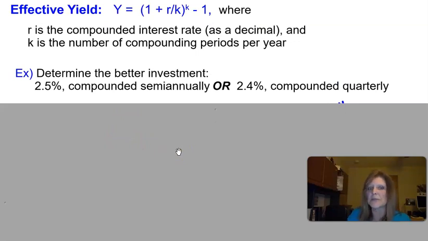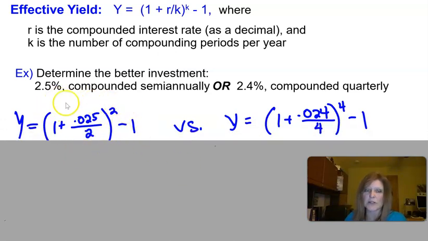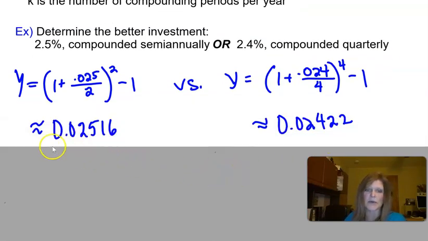We're simply going to compare: is 2.5% compounded semi-annually still better than 2.4% compounded quarterly? So more frequent compounding, is that enough to overcome that 1/10% interest difference? We're going to put everything into those two formulas, comparing the 2.5% semi-annual to the 2.4% quarterly. Grab the calculator, put it in carefully, and work it out. And this is what I come up with.